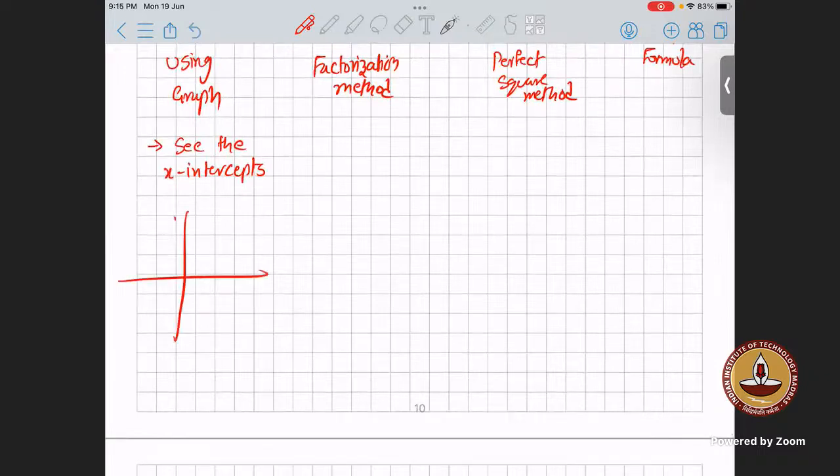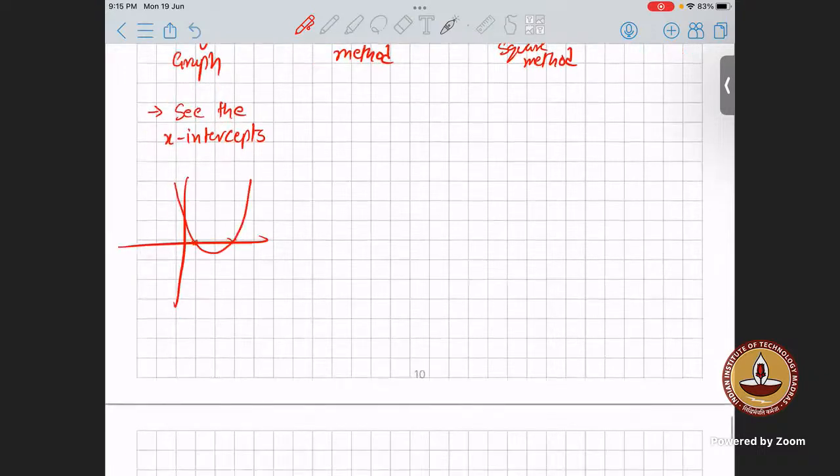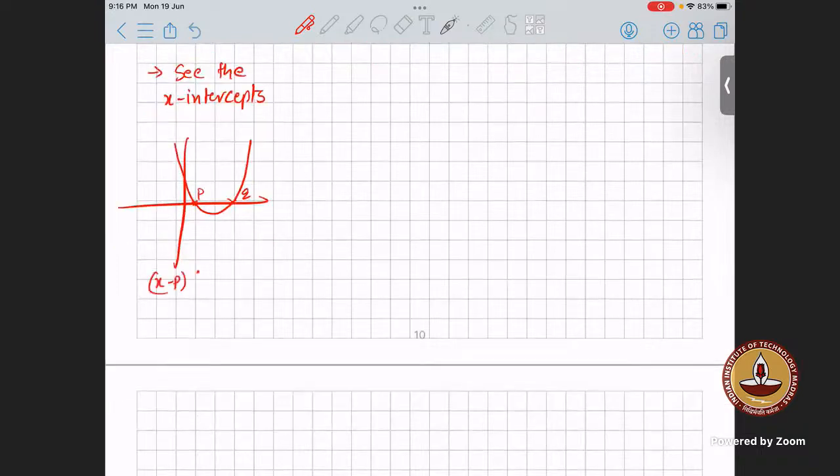Suppose there are two x-intercepts, p and q. Then x minus p into x minus q equal to 0 is the quadratic equation. Agree? There should be an A also, a capital A into x minus p, into x minus q. This is also known as the intercept form.